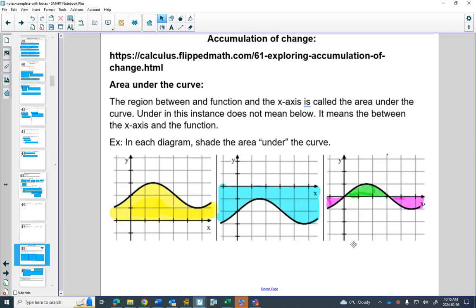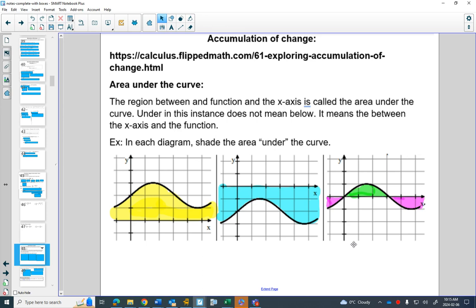So quick review of the video that you watched that is up at the top. If you watch that video, you could fill in these notes. Area under a curve is really the area bounded by the curve and the x-axis. So the area under the curve here is yellow. Here it's under the curve, even though it's above, because it's what's between the x-axis and the curve.